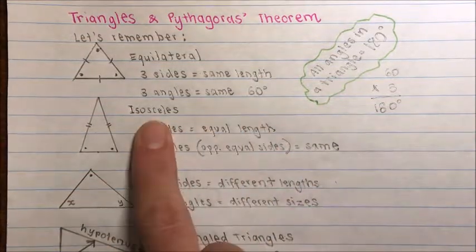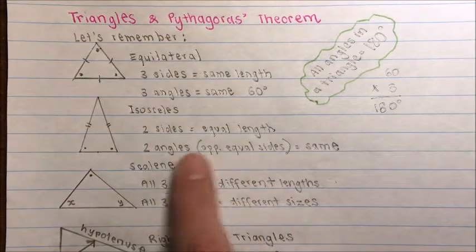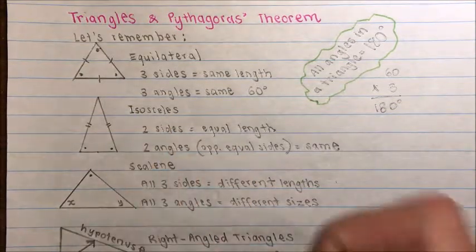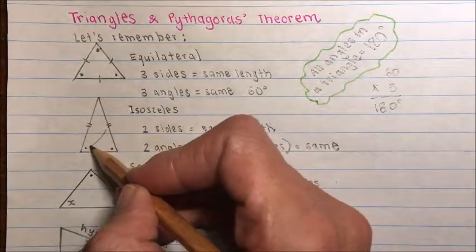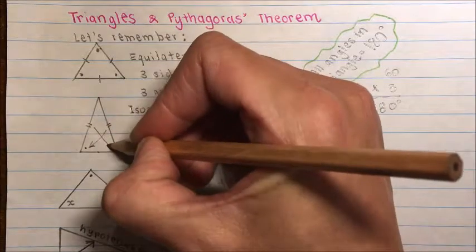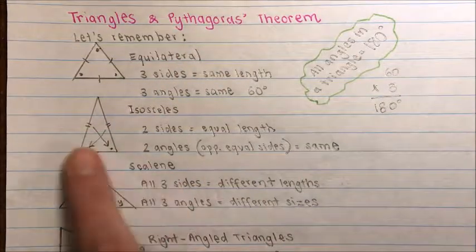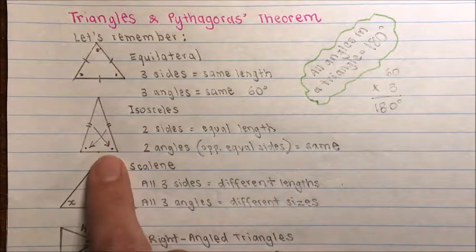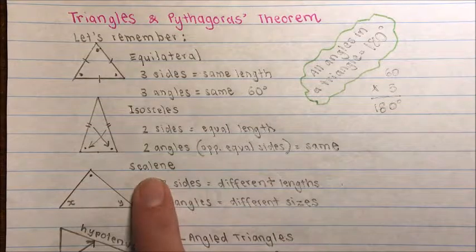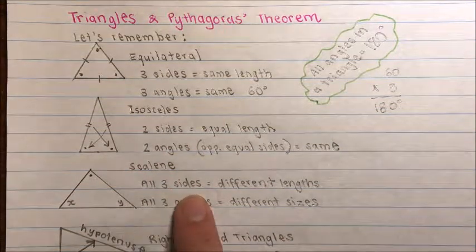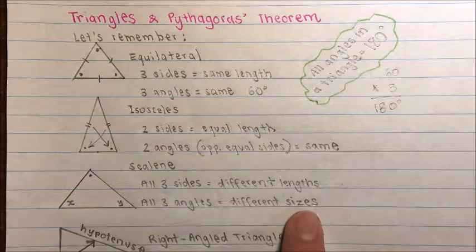Now let's talk isosceles. Isosceles are triangles where two sides are of equal length and two angles, the angles that are opposite the equal sides. So this one's opposite this side, this one's opposite this side, they're going to be the same. So we've got two equal sides and two equal angles, and we get an isosceles. A scalene triangle has all three sides of different lengths and all three angles of different sizes.